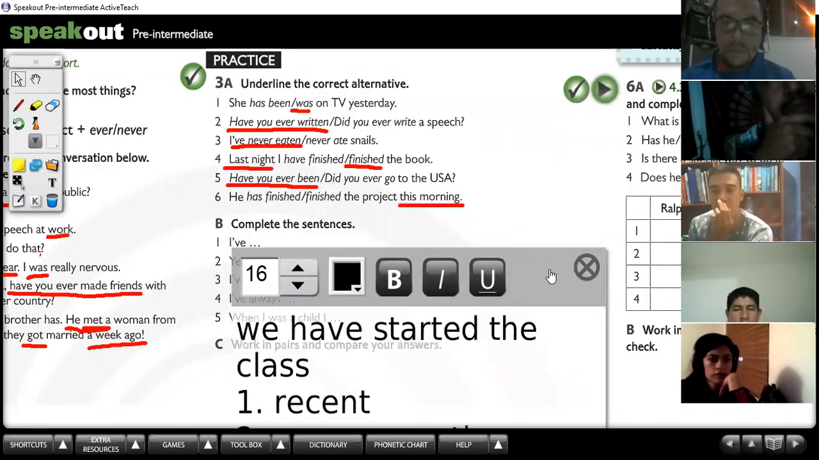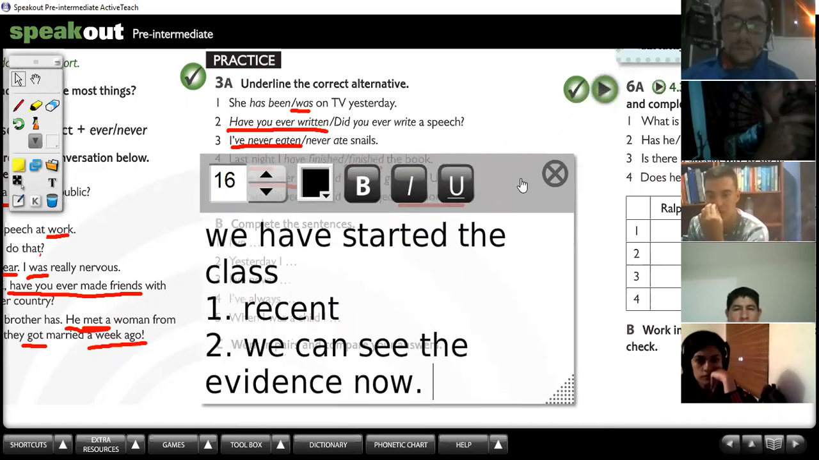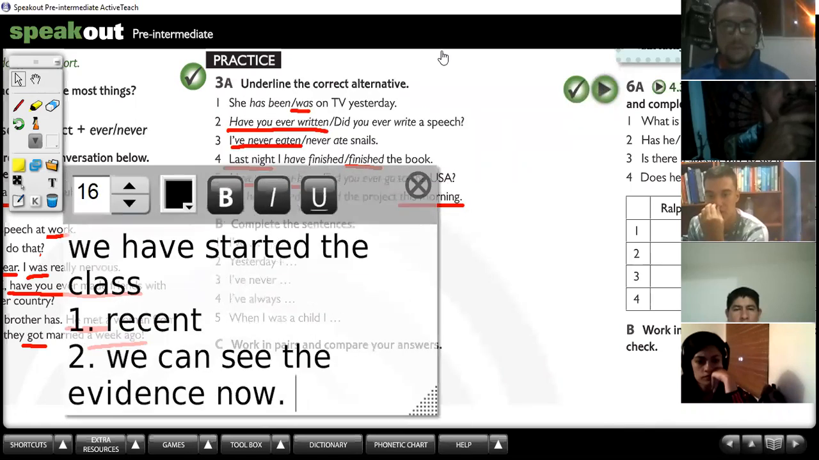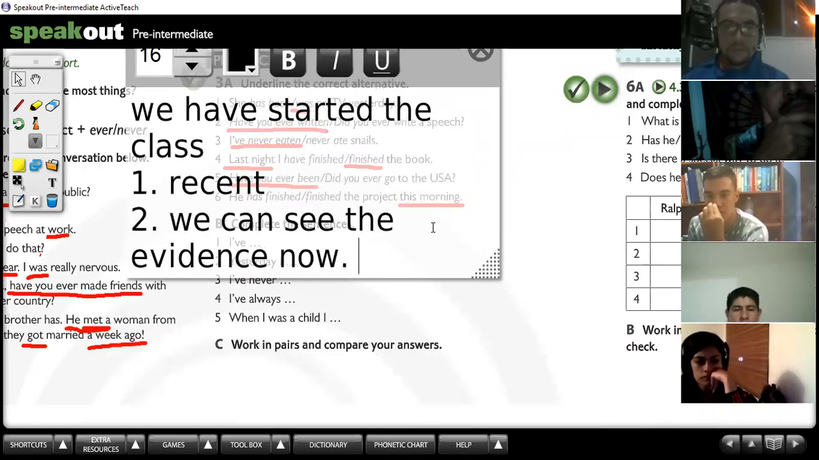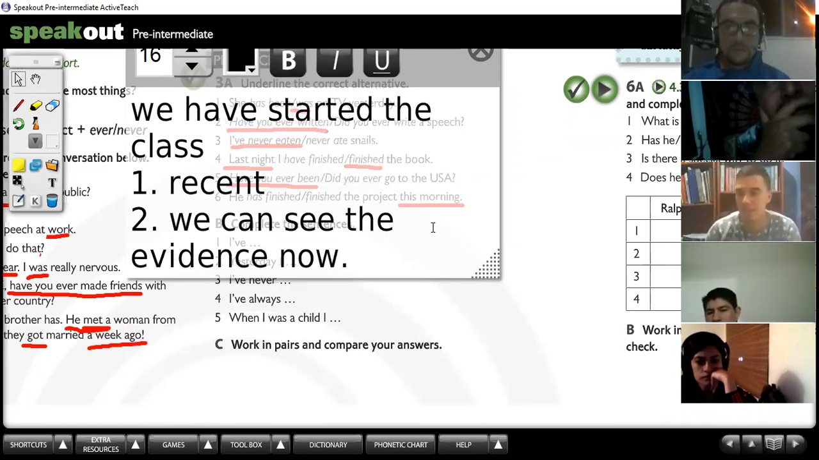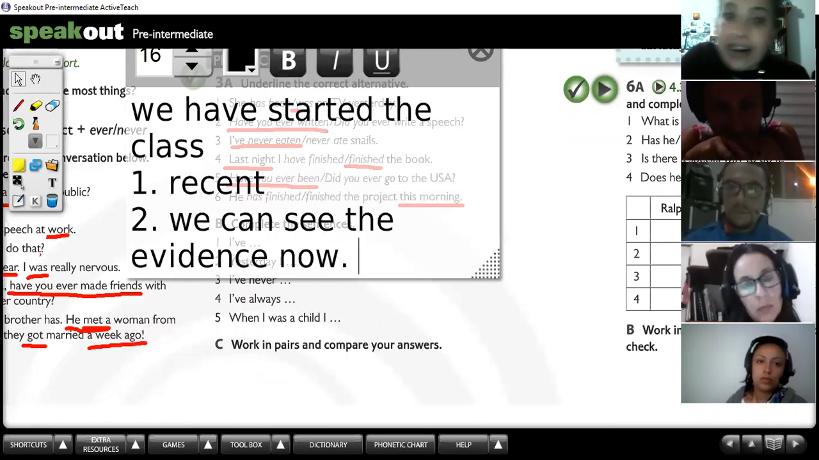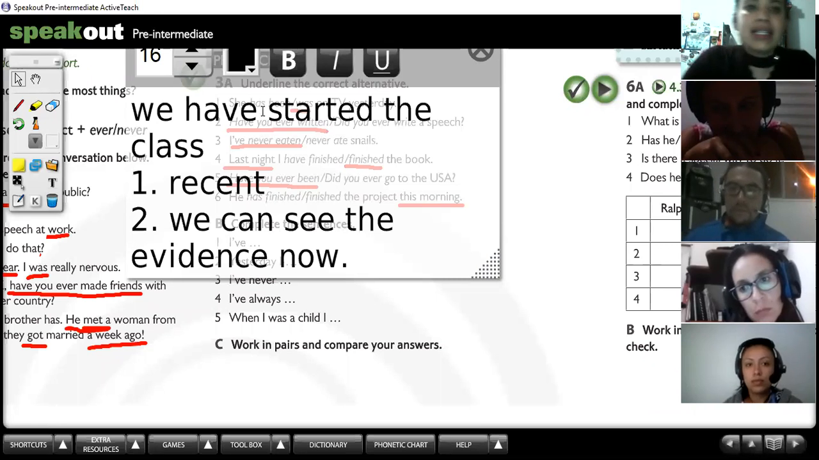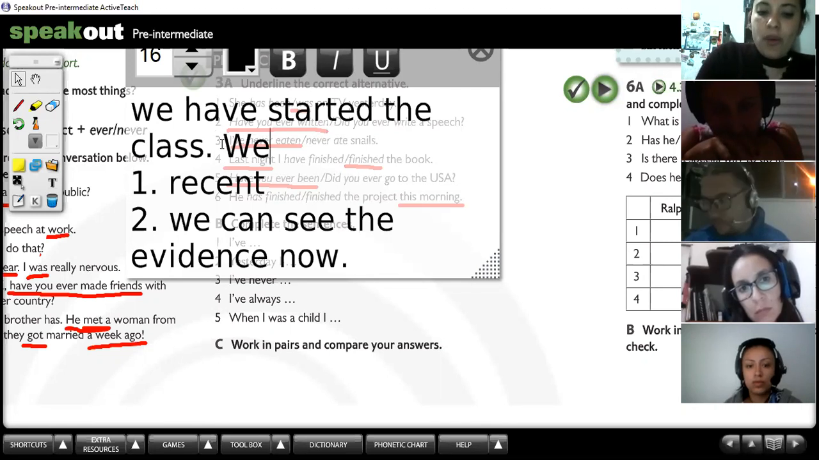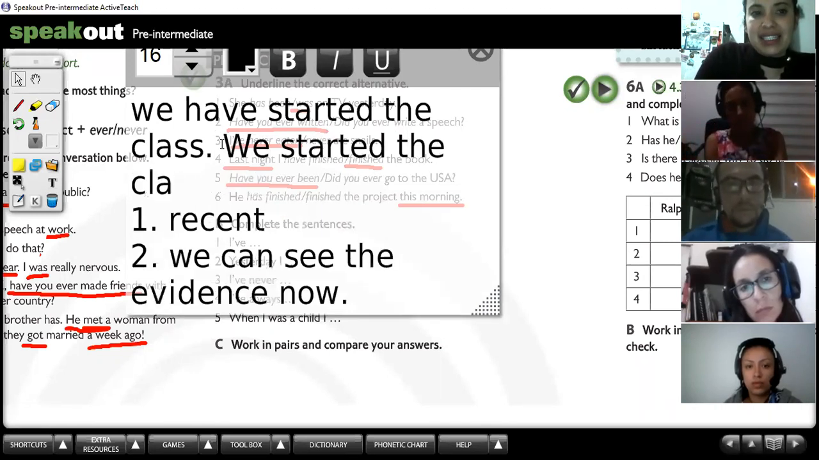So the sixth one could be both. He has finished or he finished. Is that clear? Yeah, exactly, because it's a recent action and because we can see the evidence in this very moment, in the present, right? So as in the example, we have started the class. For example, if Karen Guevara connects now, I can say, oh, Karen, we have started the class, or we started the class 30 minutes ago.